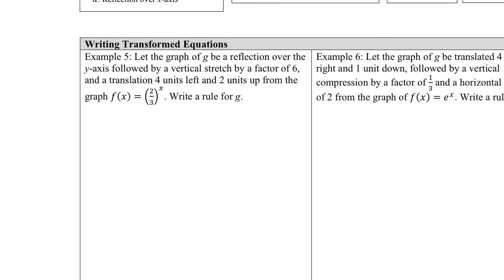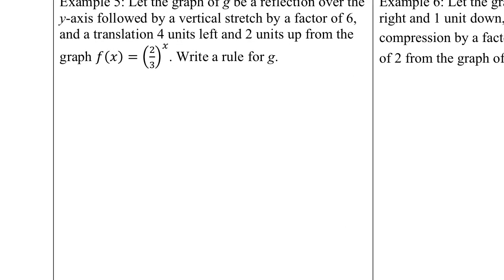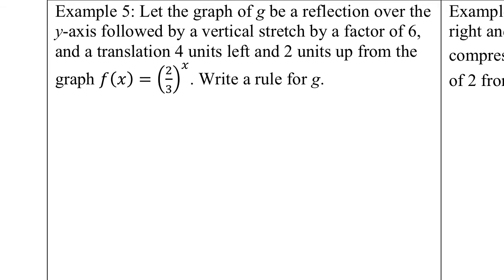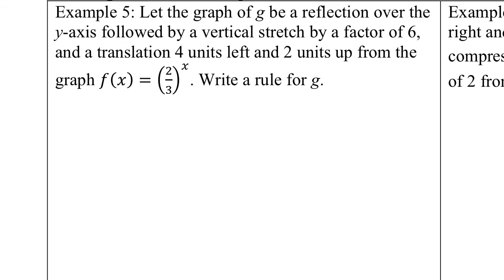Writing equations for transformed functions. So for example 5, let g be a reflection over the y-axis followed by a vertical stretch by a factor of 6 and a translation 4 units left and 2 units up from the graph of f of x equals 2/3 to the x. Write a rule for g. So all a rule is an equation. That's all that is.